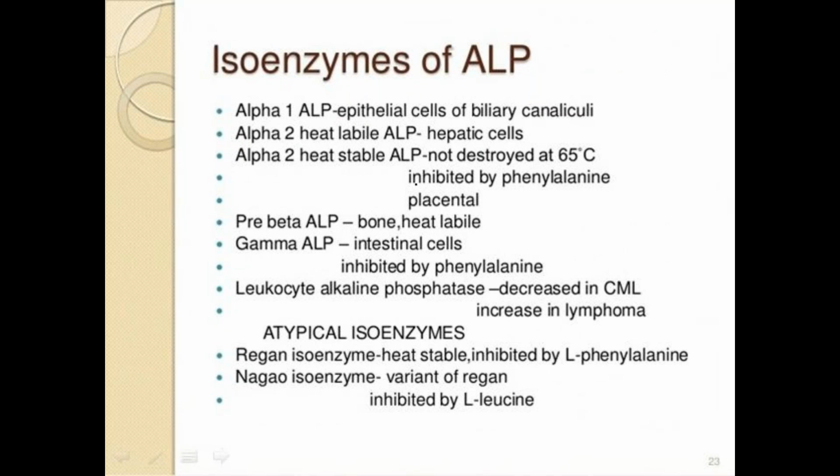These are the different types of isoenzymes of alkaline phosphatase, depending upon heat lability and stability. These occur in heat labile and heat stable forms. Depending upon that, these are classified into alpha 1, alpha 2, beta, gamma, and leukocyte alkaline phosphatases. These are the different types of alkaline phosphatases. If alpha 1 ALP is elevated, in which cells is it present? Epithelial cells of biliary canaliculi.